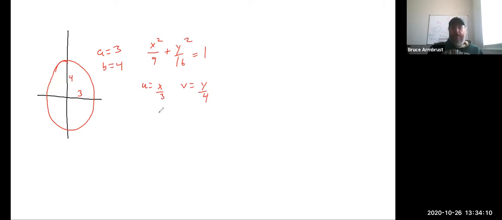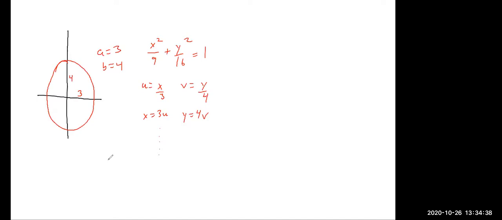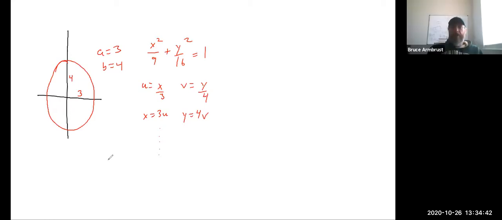And I mean, we're basically there, right? We would just go, okay, X is equal to 3U, Y is equal to 4V, and so on and so forth. So without that extra rotation, this is exactly like that other problem, right? In fact, you should be able to tell me what the Jacobian is. What's the Jacobian here? Yeah, it's just 12. Okay. Cool.